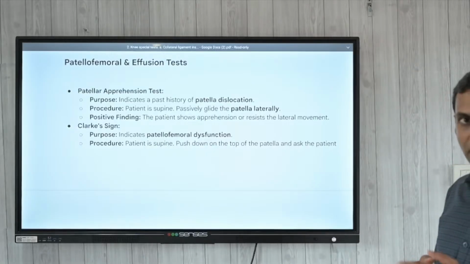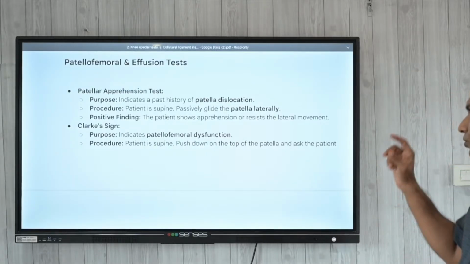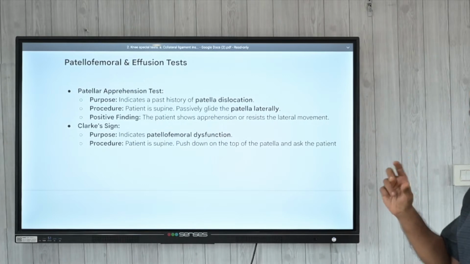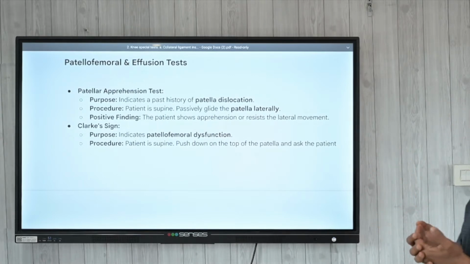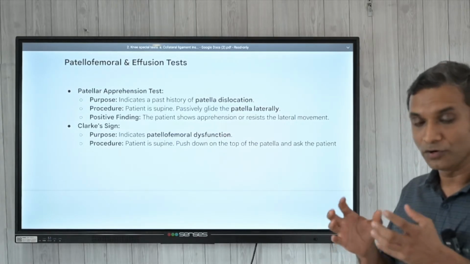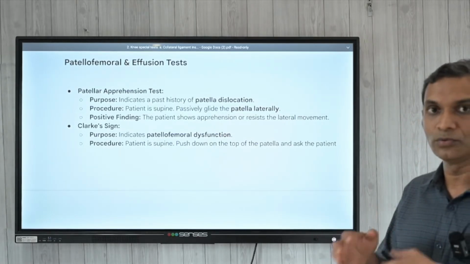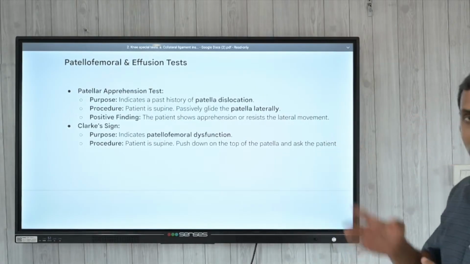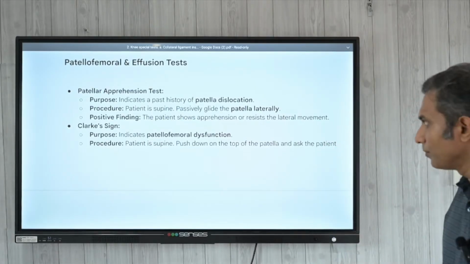Here the patient is in supine, and the therapist glides the patella laterally. If the patient shows apprehension or forcefully tries to hold back the lateral glide through muscular activity, that shows the patellar apprehension test is positive.